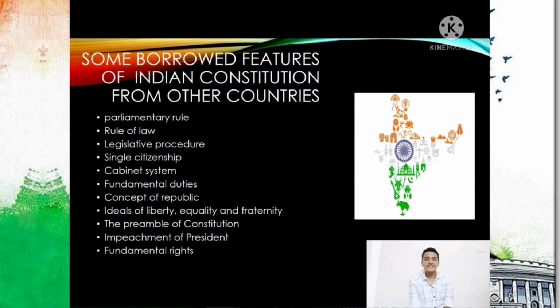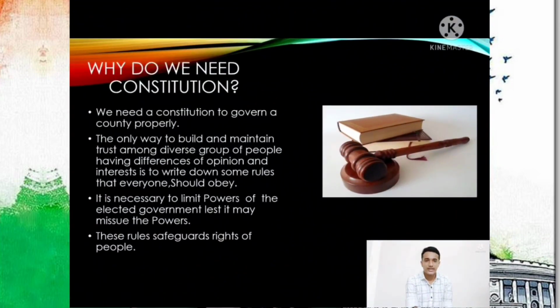Moving on, now we can discuss some features that were borrowed by our Indian Constitution from other countries. The Indian Constitution is unique in its content and spirit, although it has borrowed some of the best features of the constitutions around the world. It includes parliamentary rules, rule of law, legislative procedure, single citizenship, the cabinet system, the fundamental duties, the concept of republic, the ideals of liberty, equality and fraternity, the preamble of the Constitution, the impeachment of the president and the fundamental rights.